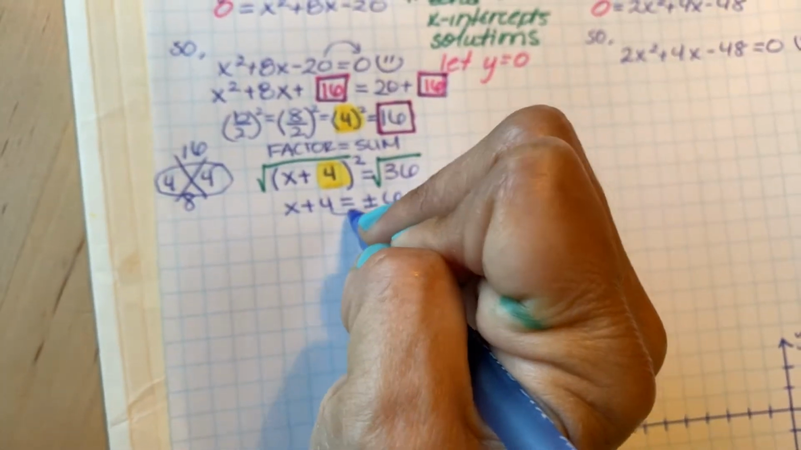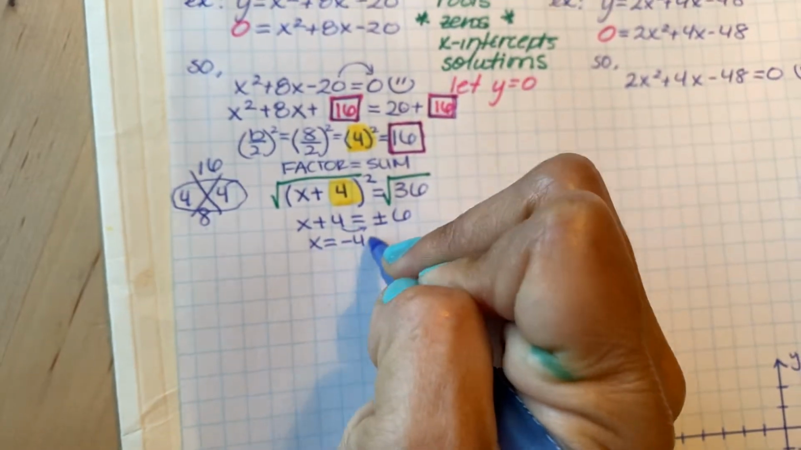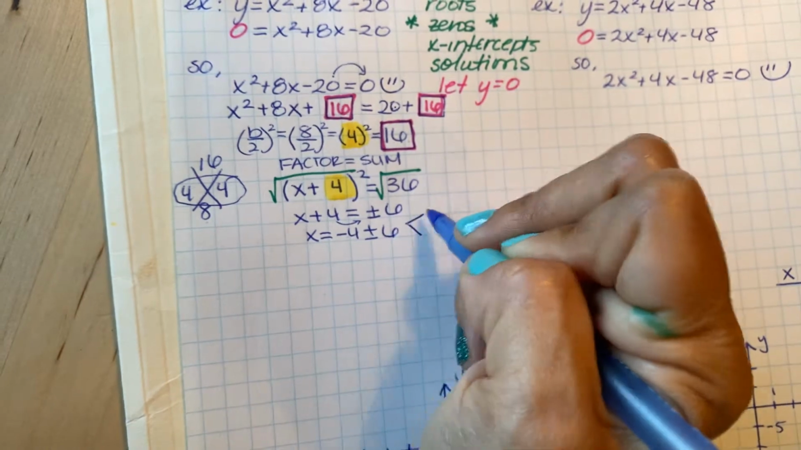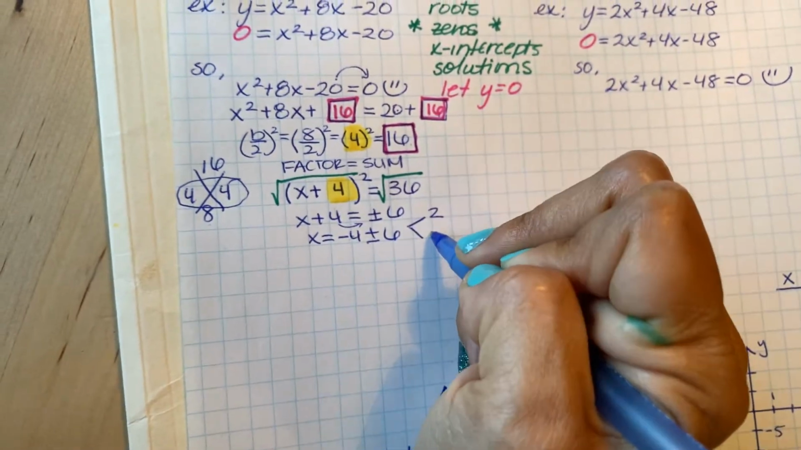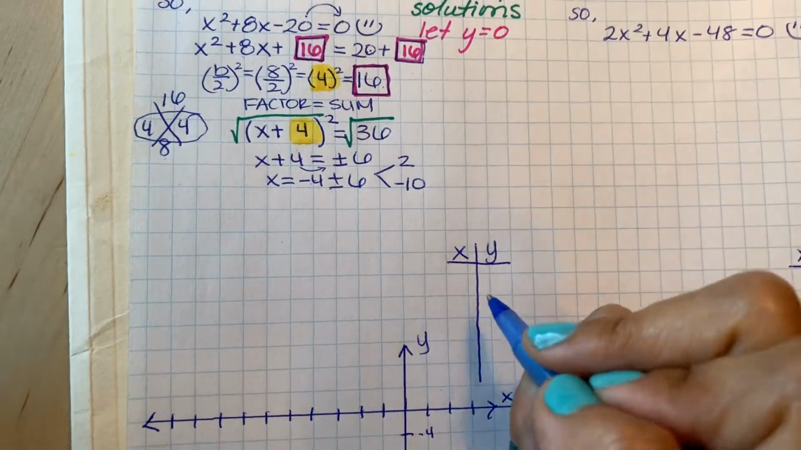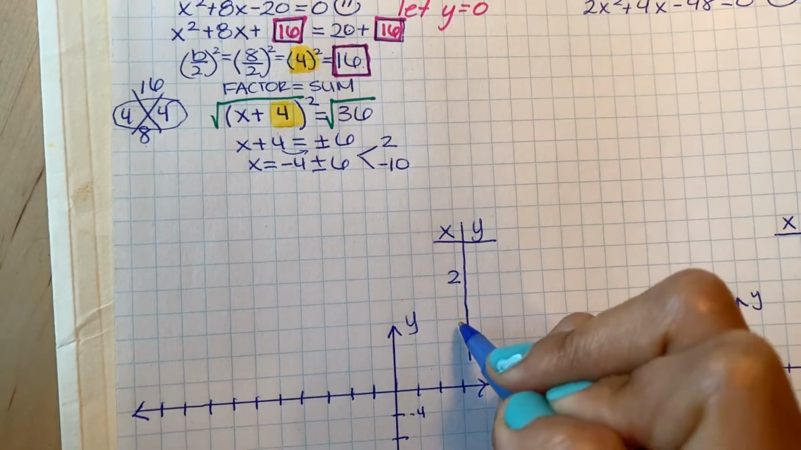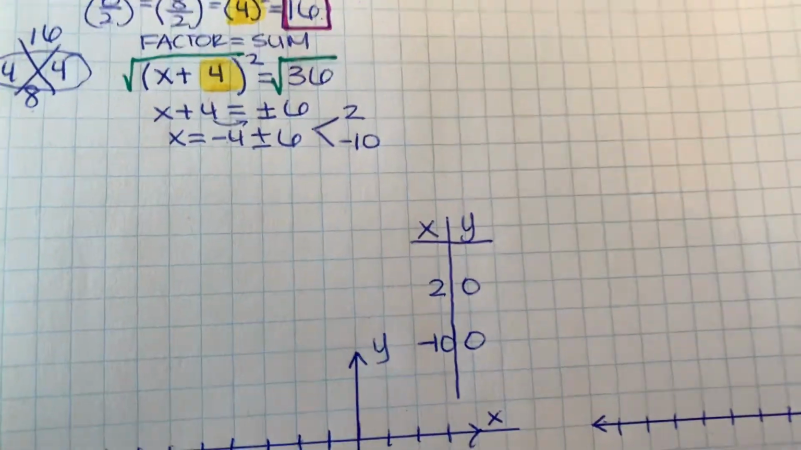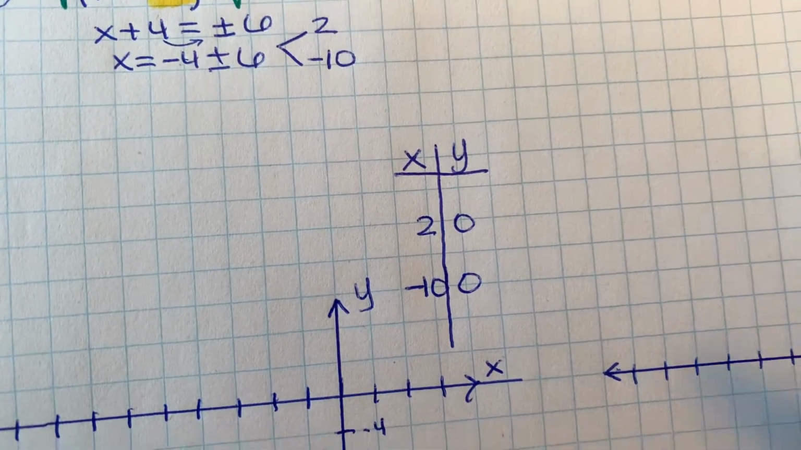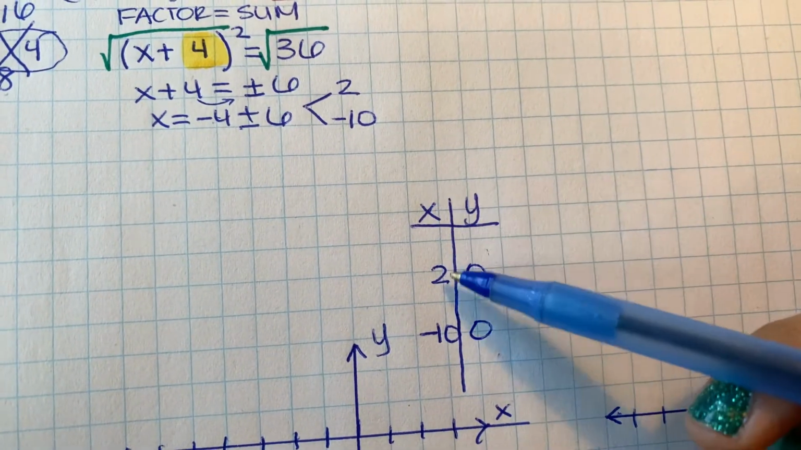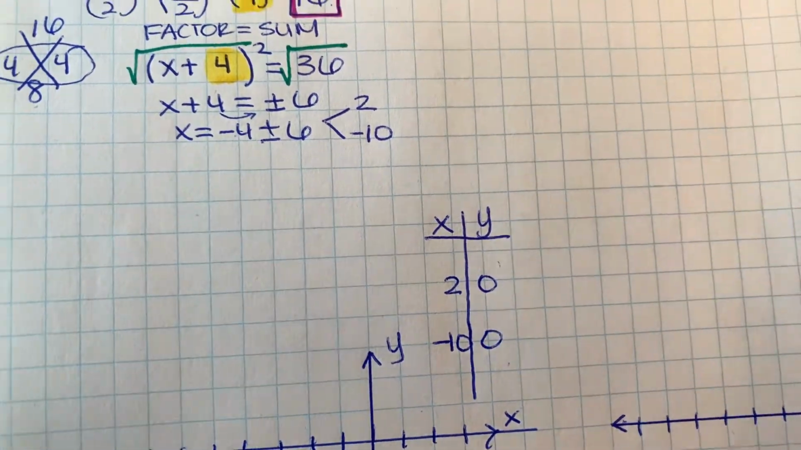I'm going to inverse operate that 4, so I get x is equal to negative 4 plus or minus 6. Two cases: negative 4 plus 6 is 2, negative 4 minus 6 is negative 10. Now my xy table: 2, negative 10. They're both set equal as y points, where the y component is 0. Your 2 and negative 10 are your x components, the points, right?